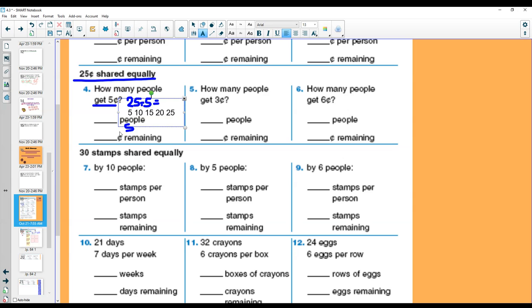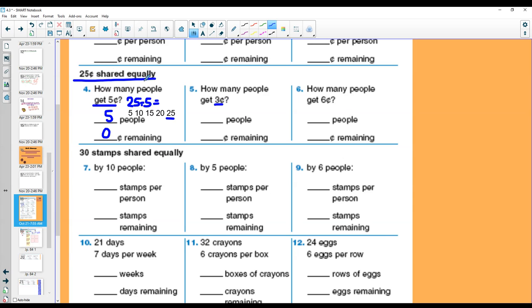Let's count them. We did 1, 2, 3, 4, 5. So did we have any left over? No, we got to 25. There was none left over.